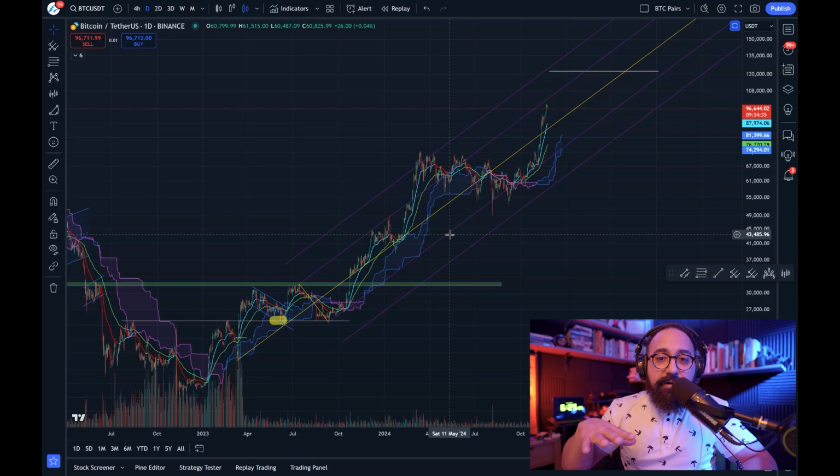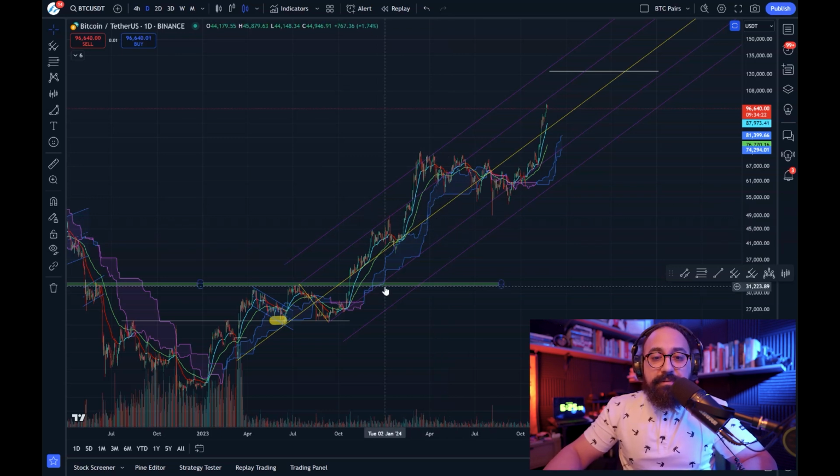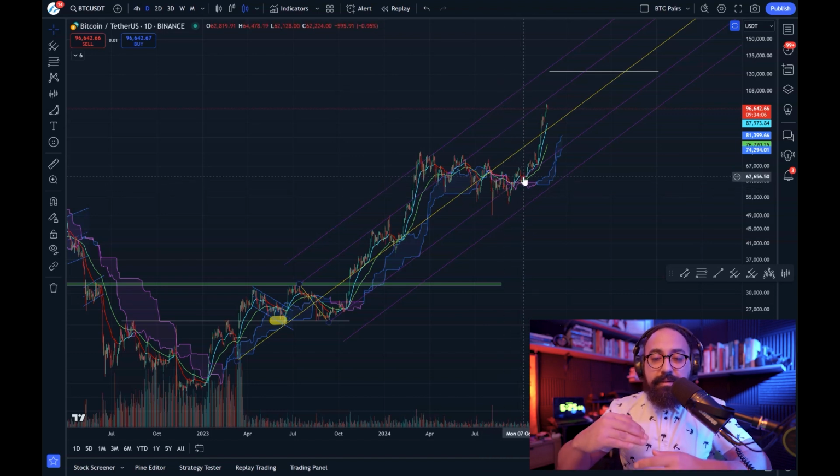When you're inside the cloud, we essentially lean that we're going sideways. When you're under the cloud, we lean that there could be a change in trend. So as you see here, once we're above it, the next time we go back inside the cloud was way up here. Right here we went under, but now, with price going above the moving averages and above the Ichimoku cloud, it tells us there's a lot of support here.